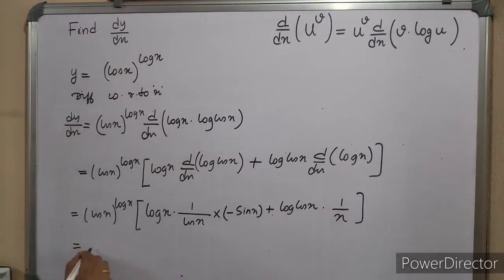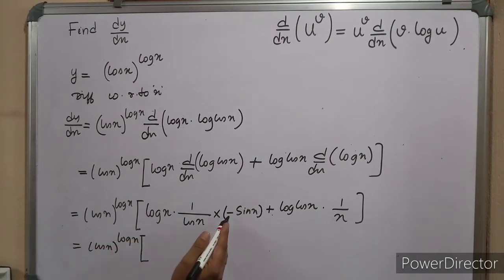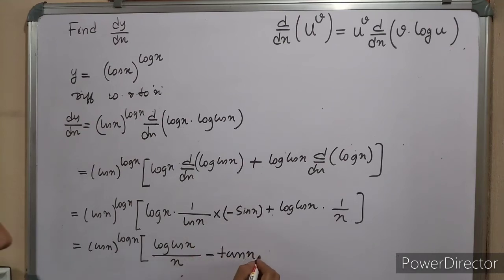Now then I'll simplify these things. cos x to the power log x within bracket, this is negative. First I'll write the positive answer: log cos x whole divided by x. Now then I'll write this minus sin upon cos is tan x into this log x.